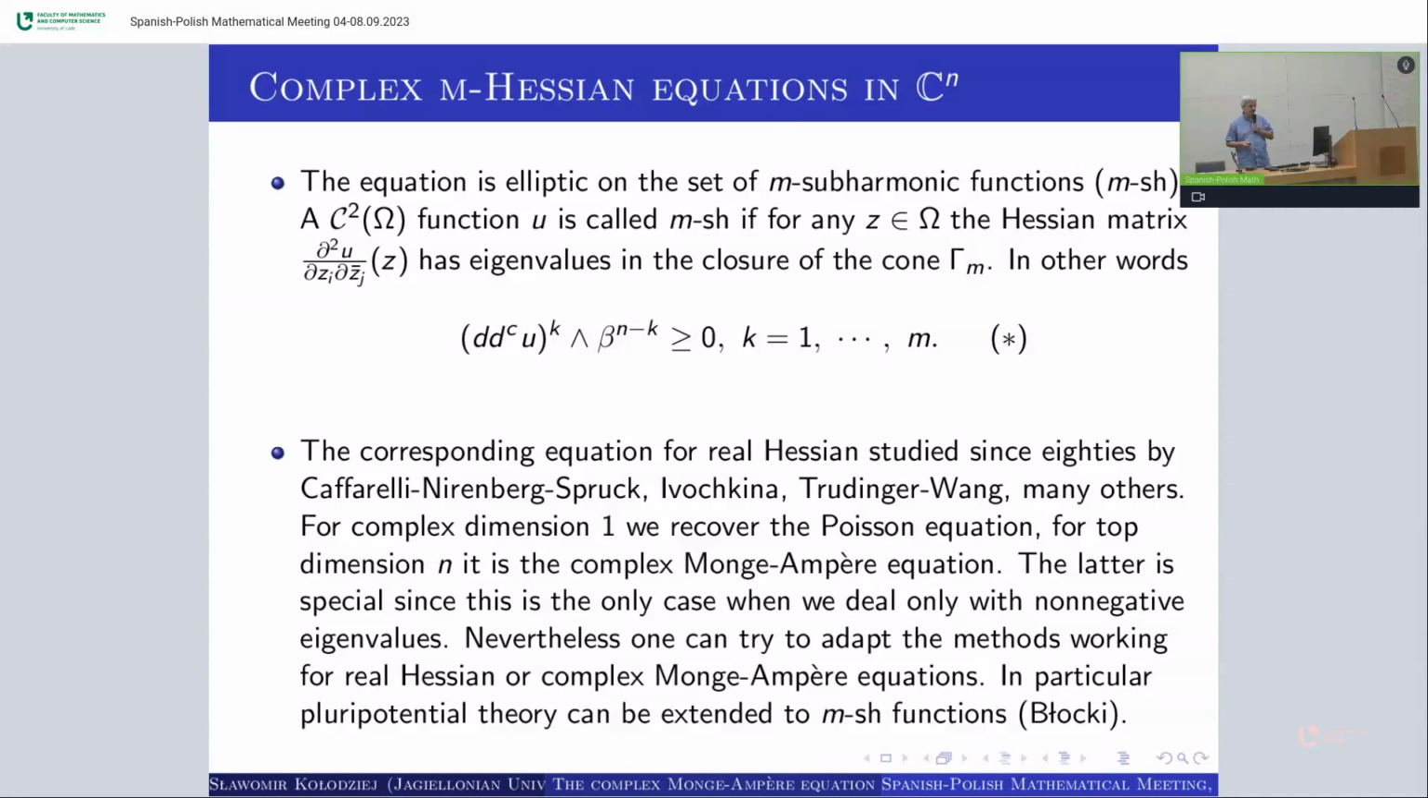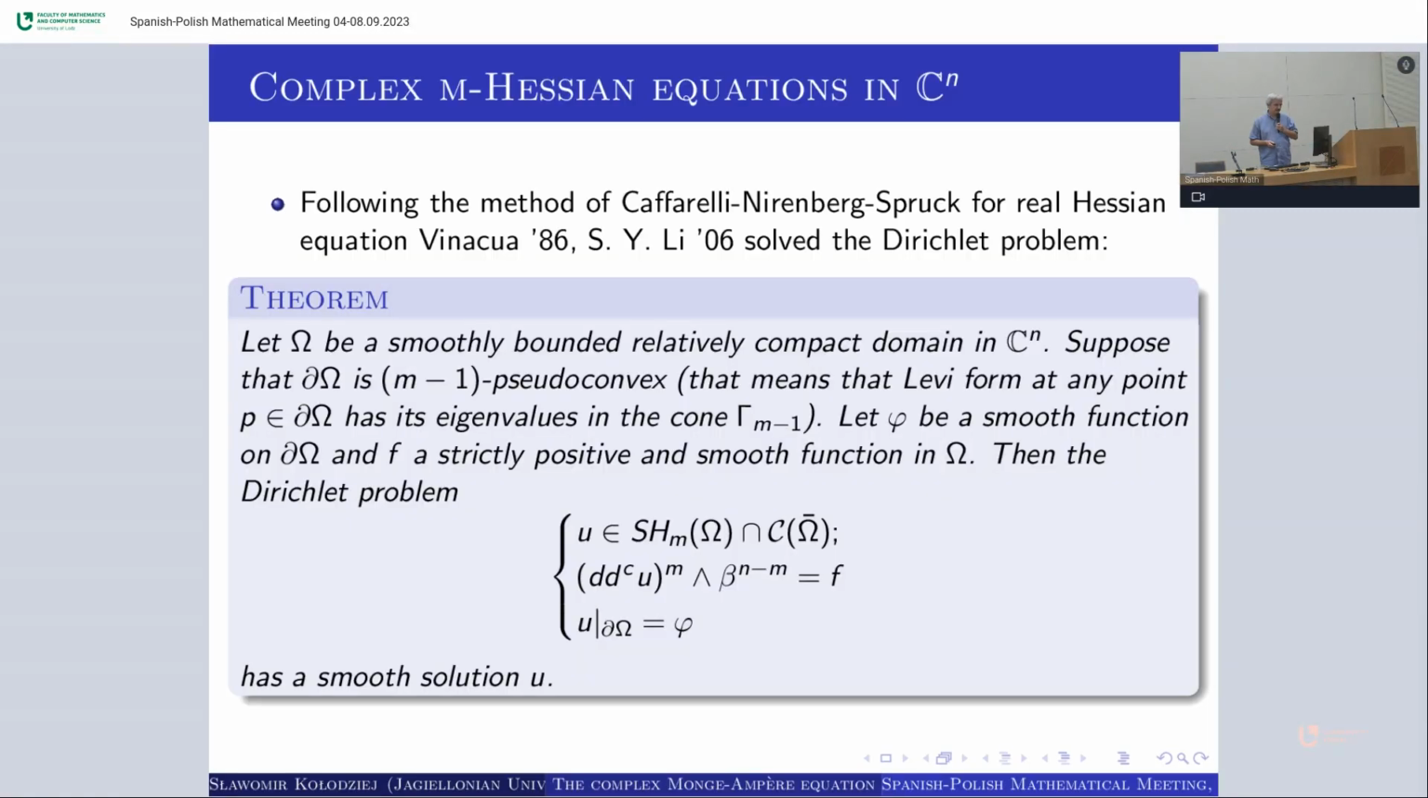But before Błocki, the Dirichlet problem for smooth and positive data was solved by first Li in '86 and then S.Y. Li. This is kind of strange because this first paper was forgotten for a long time. I think he was a PhD student of Nirenberg. He solved the problem in his thesis, and maybe he left mathematics later because there is no sign of his activity later on.